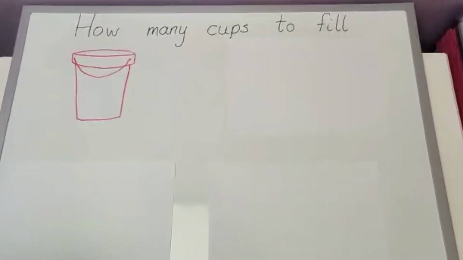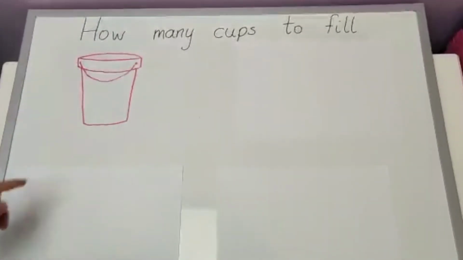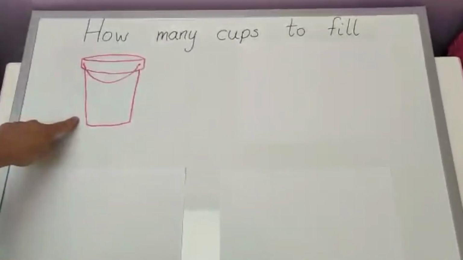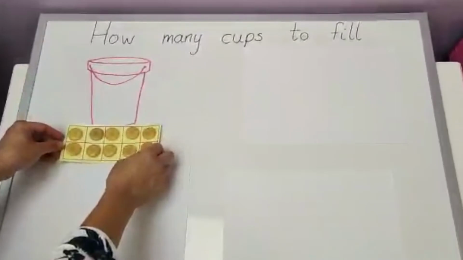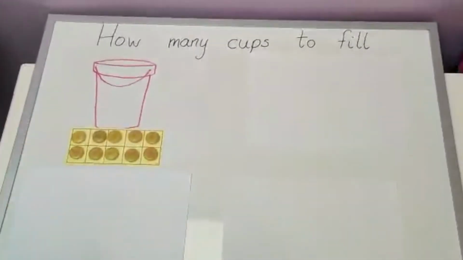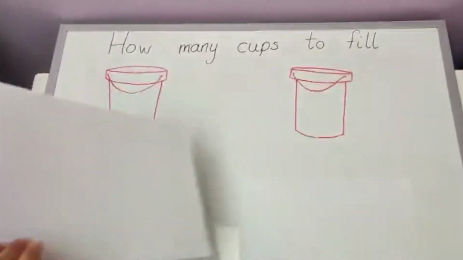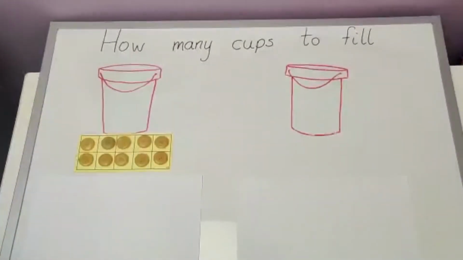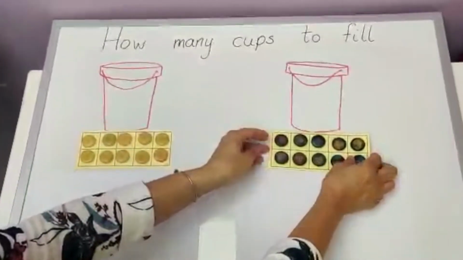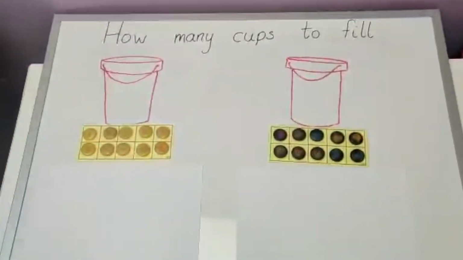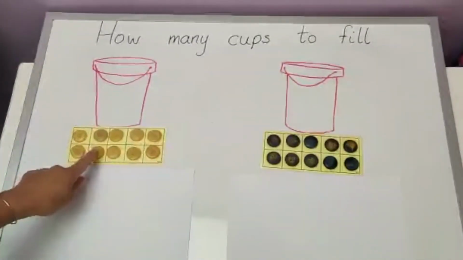Right, children, this is how I thought it through. We know that we need 10 cups to fill up one bucket. So let's imagine that this 10 frame with the 10 buttons represent the 10 cups. So if I have another bucket, I would need another 10 cups, right? So that means that I need double the amount I had at the beginning.